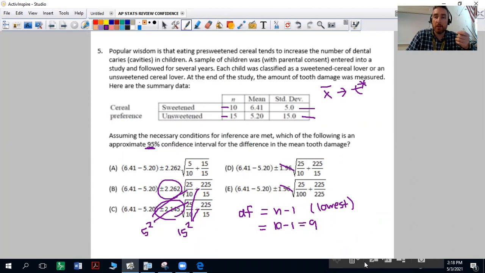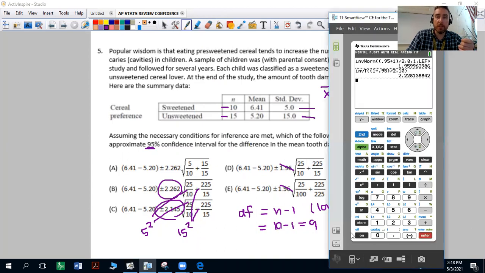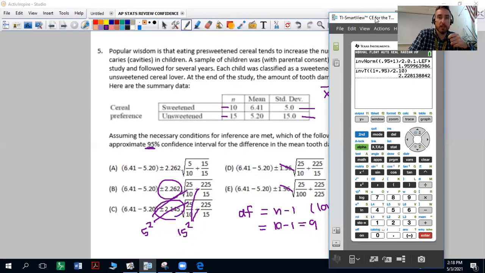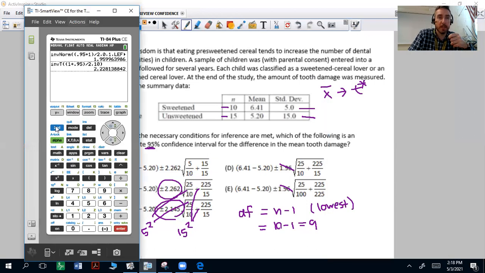So you can use your calculator or your table. Let's use our calculator. We're going to use inverse T. And let's put that in. So inverse T is going to be second vars 4. And we'll leave it at 1 plus 0.95 divided by 2. But I'm going to make that 9 my lowest degrees of freedom. And there's your critical value, 2.262. So we know it's going to be that answer choice B, 2.262.